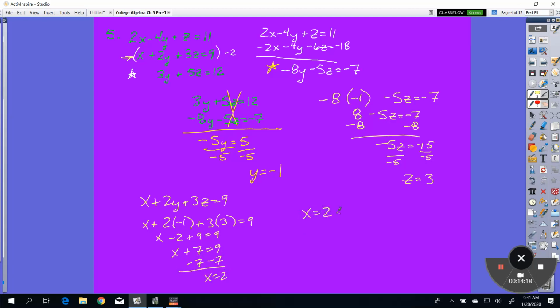So you can write your answer as x equals 2, y equals negative 1, z equals 3. Or you can use an ordered pair, 2, negative 1, 3.